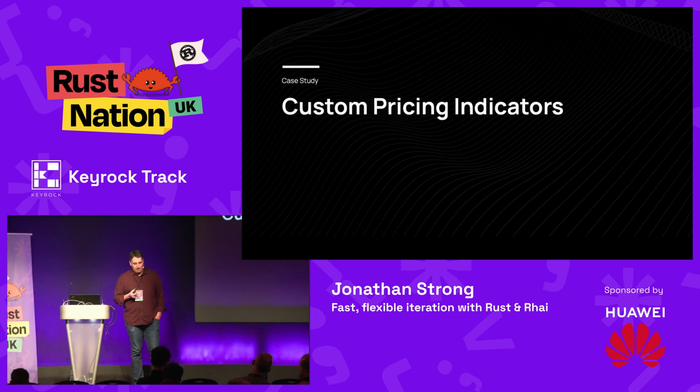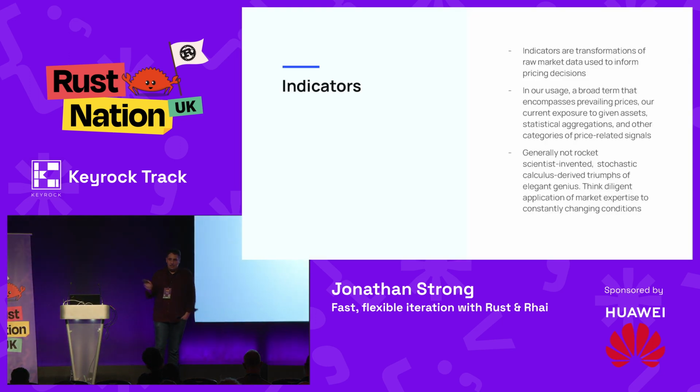So we're going to talk now about a key application of how we use Rhai at Keyrock, and that is for custom pricing indicators. Indicators, if you know anything about trading, you might think of as some kind of moving average or a statistical aggregation of prices that smooths some data or gives you some signal about what's going to happen. And that's a very good way to think of it.